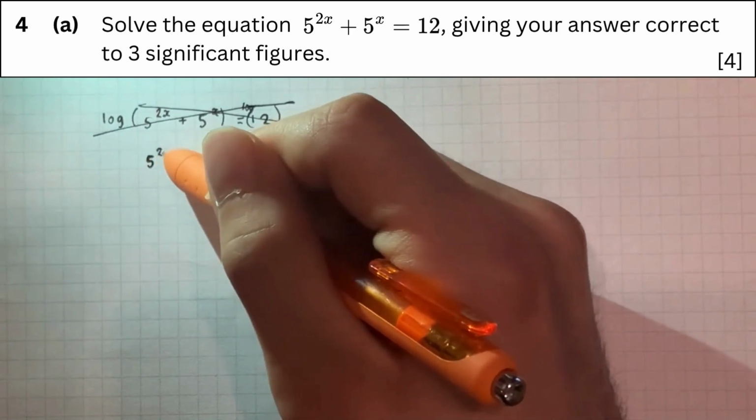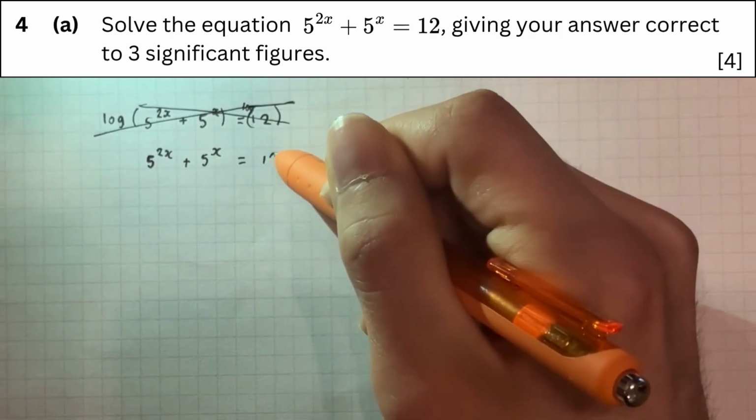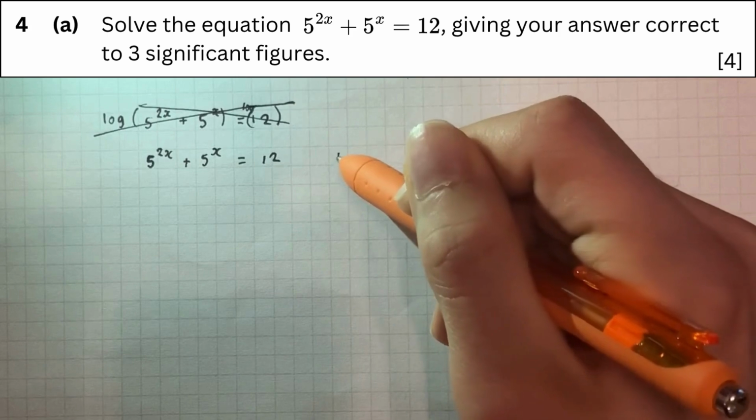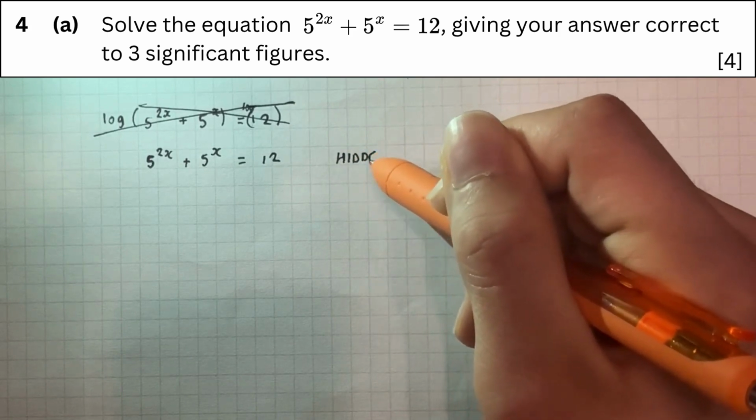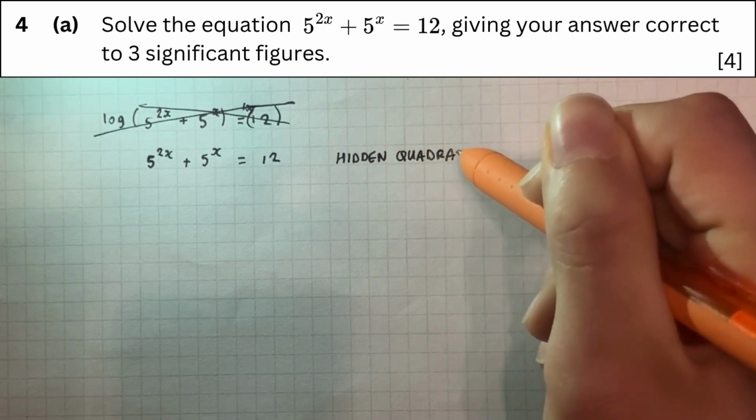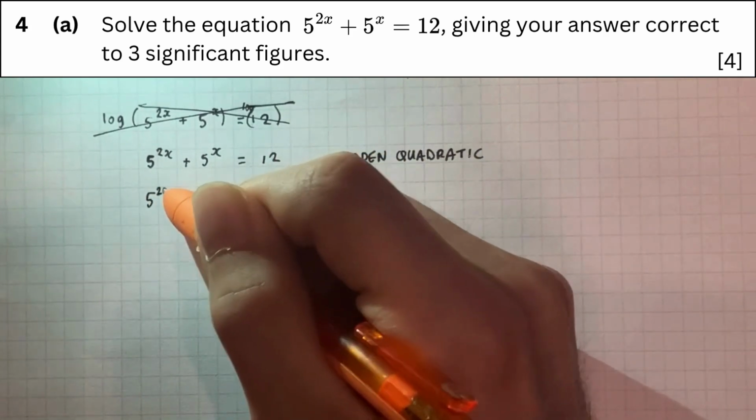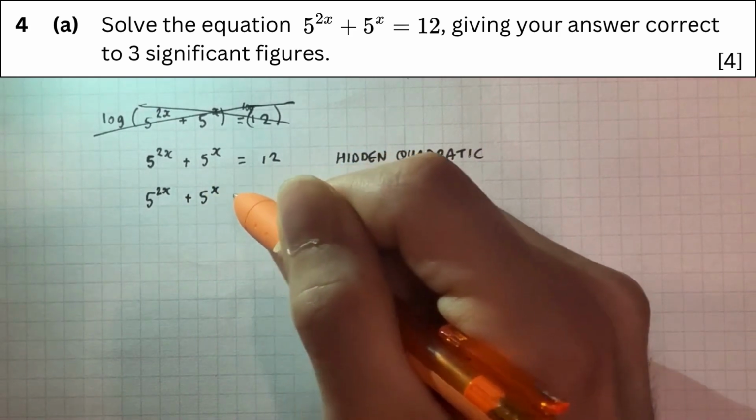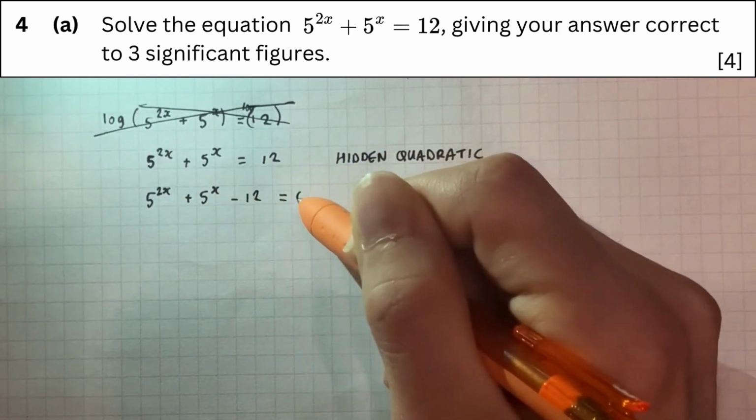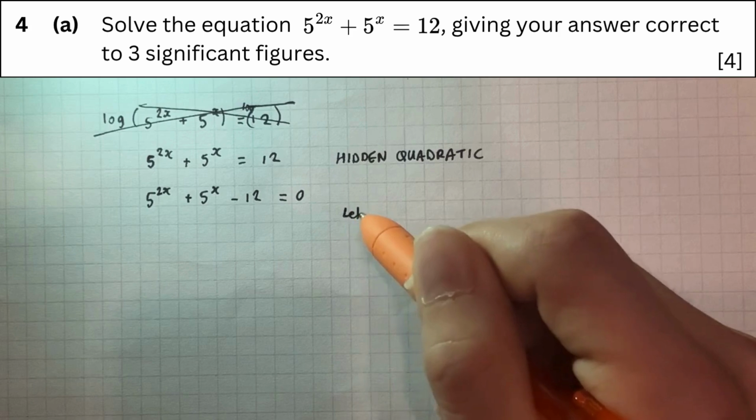Instead, we've got to recognize that this is a hidden quadratic. It doesn't much look like one, but it's a hidden quadratic because there's a 5 to the x and there's a 5 to the 2x. So that's what you're looking for. For any quadratic, you want everything to be on one side. So what I'm going to do is subtract the 12. And then we're going to make a substitution to make it easier for ourselves.